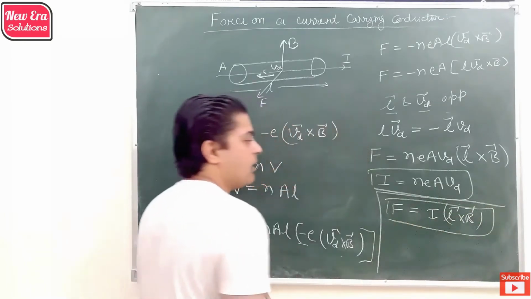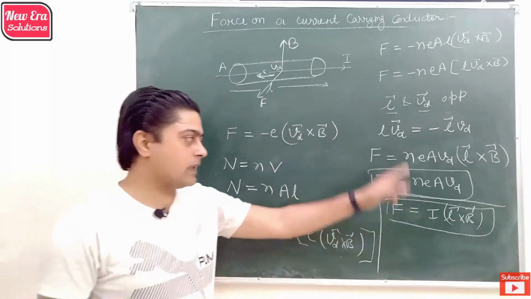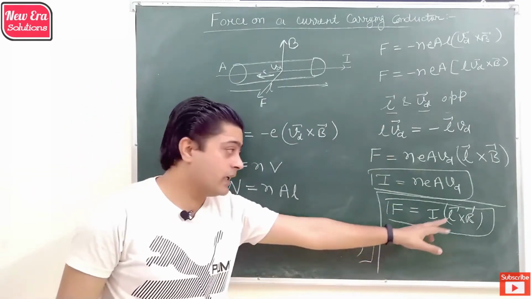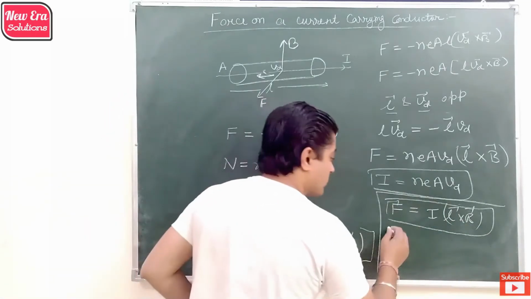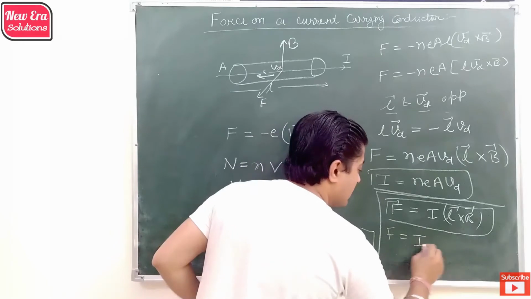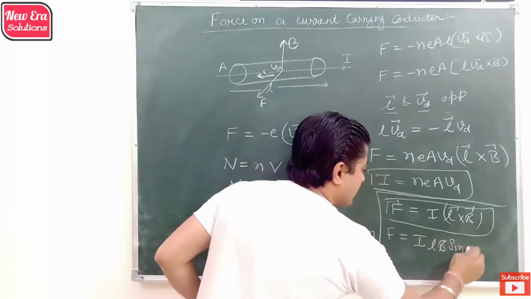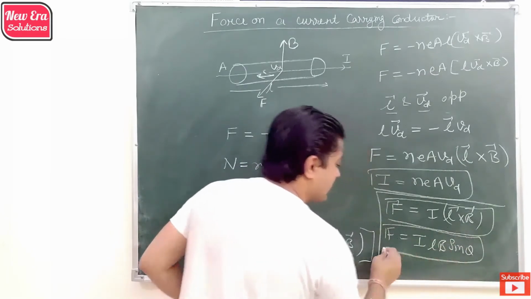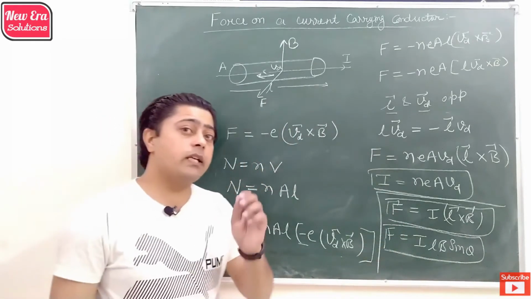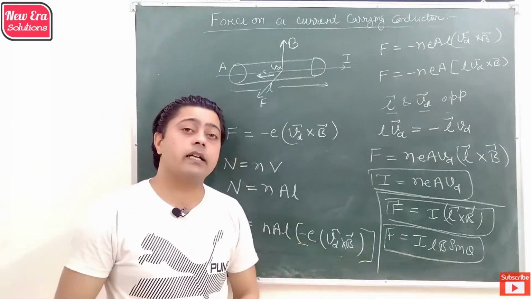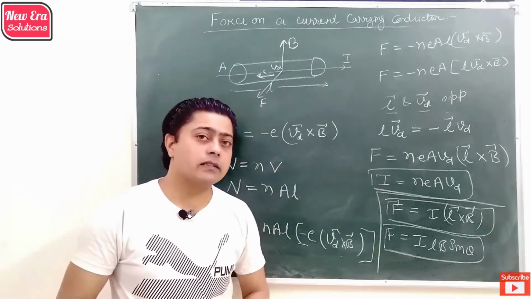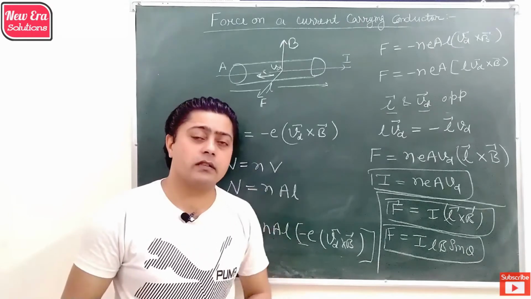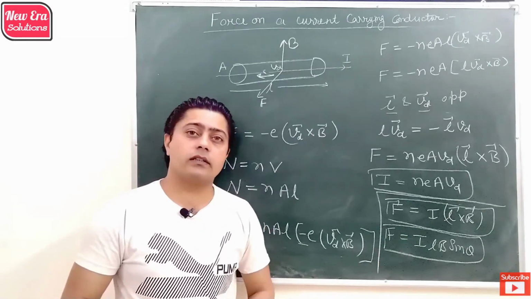So this is the amount of force acting on a conductor of length L carrying current I due to external magnetic field B. This expression can also be written in the form as I L B sine theta. So this is the expression of the magnitude of force acting on a current carrying conductor due to external magnetic field. Now let's discuss the direction and some special results of the force acting on a conductor by external magnetic field.